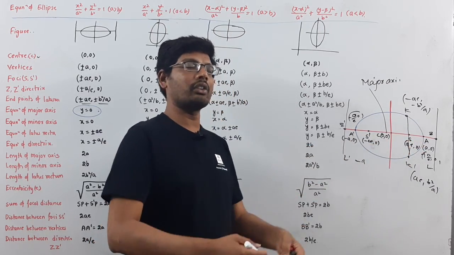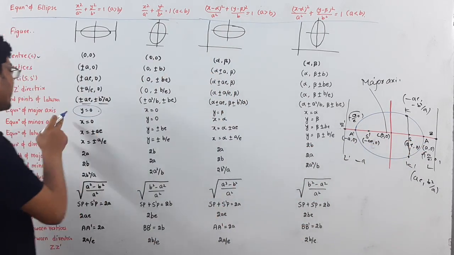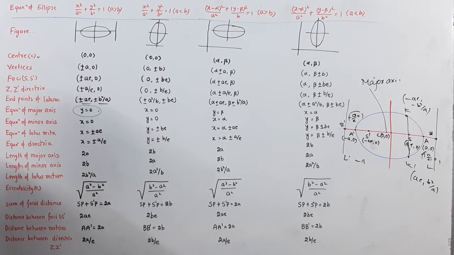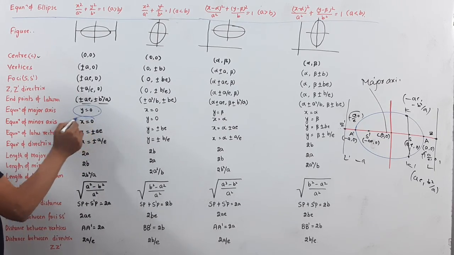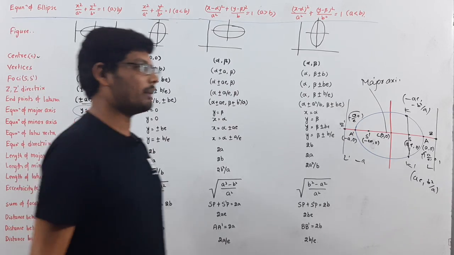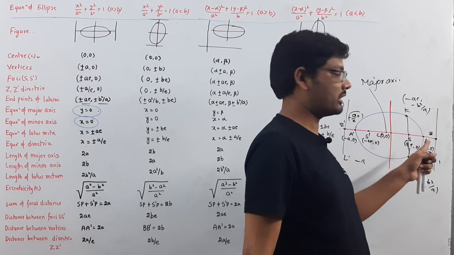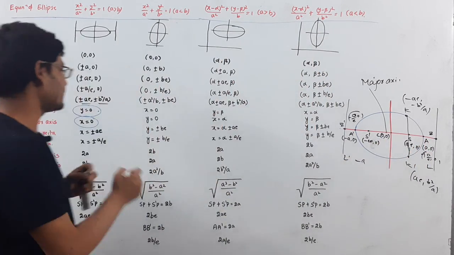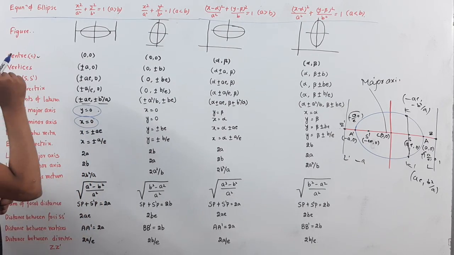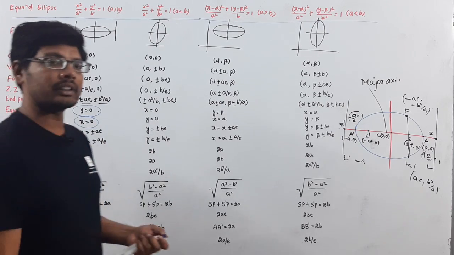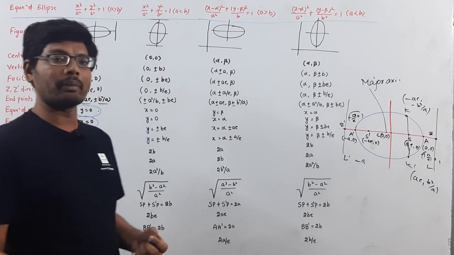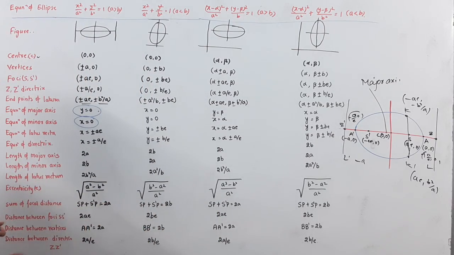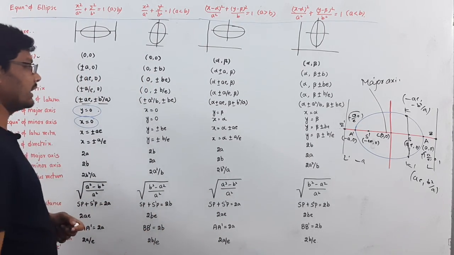Then the equation of major axis will become y is equal to 0, and the equation of minor axis, perpendicular to that one, will become x is equal to 0. Why? Because the center is the origin (0, 0). That's why we are getting the equations x is equal to 0 and y is equal to 0. If it is any other center, (alpha, beta) or (a, b), that will be different for the equation here.